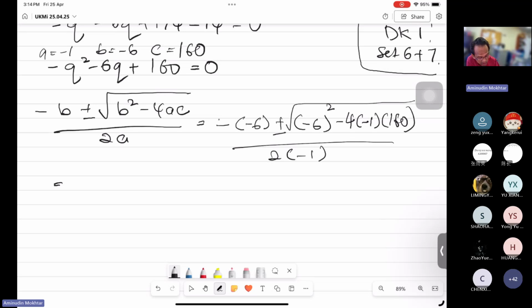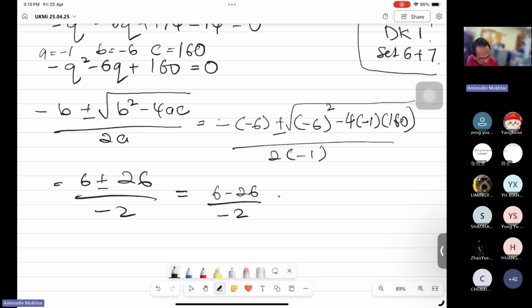Okay, now this is 6 plus minus the square root of, I hope you can calculate this, which is plus minus 26, divided by -2. So there are two numbers here. The first one is 6 minus 26 divided by -2. Now we have -20 divided by -2. This is equal to +10.